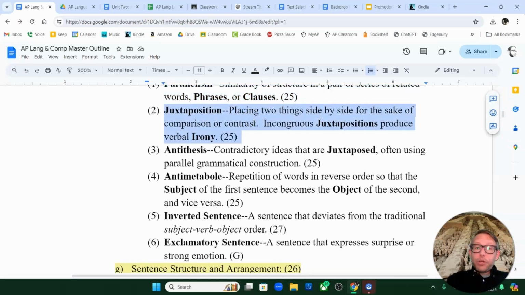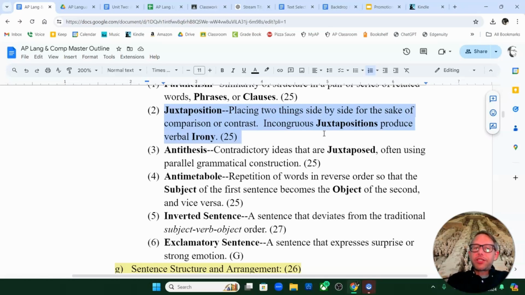Another thing you can do in your syntactical structure is juxtaposition, placing two things side by side for the sake of comparison or contrast. Okay, using two ideas within the scope of your sentence structure and sort of playing them off of each other, either to demonstrate these things are pretty much the same ideas, but you also see that second sentence there that says incongruous juxtapositions produce verbal irony. So if you put two ideas in a sentence right next to each other and there's no similarity to them whatsoever, well, now we're going to get the sarcasm in that comparison. Now we're going to say, oh, those things aren't anything alike and he's poking fun at that or something along those lines.